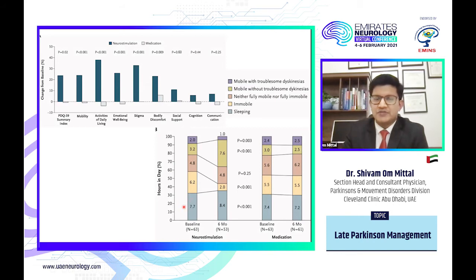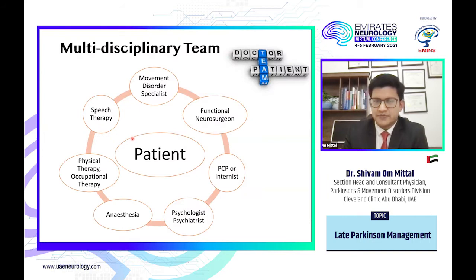The sleeping was much better. The immobile state was significantly better. It reduced. So these are some significant changes that the study proved. Also, there are other things like quality of life, emotional well-being, stigma, cognition. These all had a good improvement, but most of the motor symptoms showed a drastic improvement after DBS.